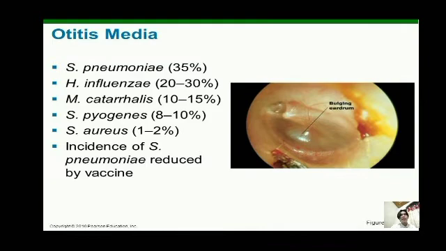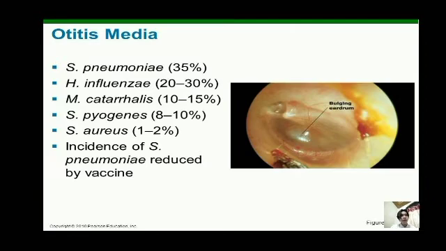So next is otitis media, which means infection of the middle ear. This is caused by Streptococcus pneumoniae, with an incidence of 35%, followed by Haemophilus influenzae, followed by Moraxella catarrhalis, followed by Streptococcus pyogenes, and followed by Staphylococcus aureus. The incidence of Streptococcus pneumoniae has been reduced because of the vaccine.